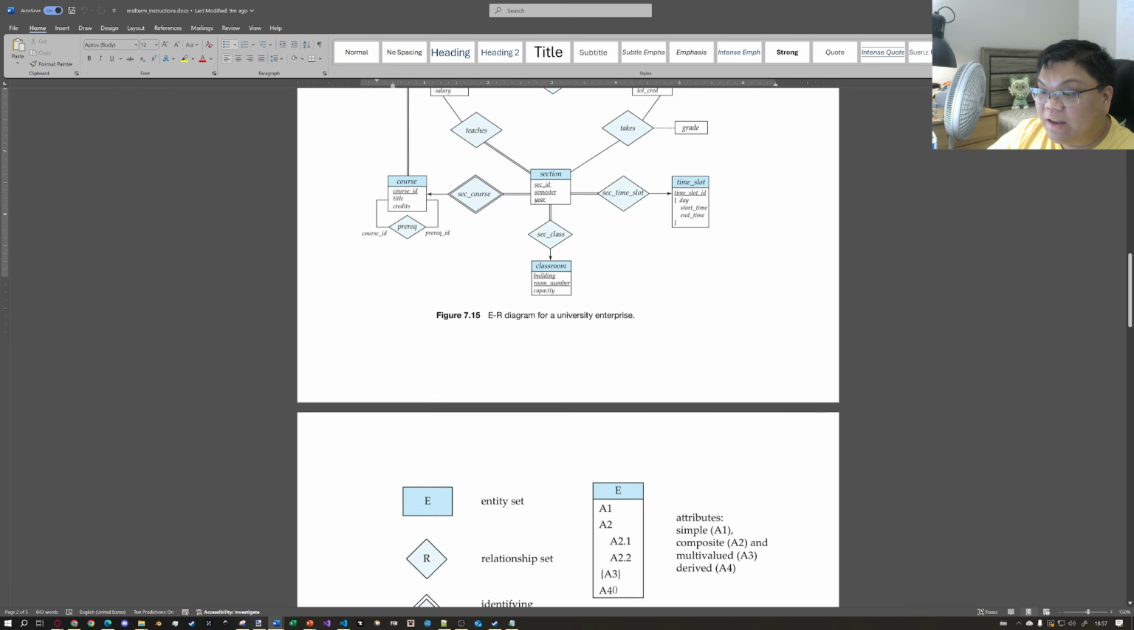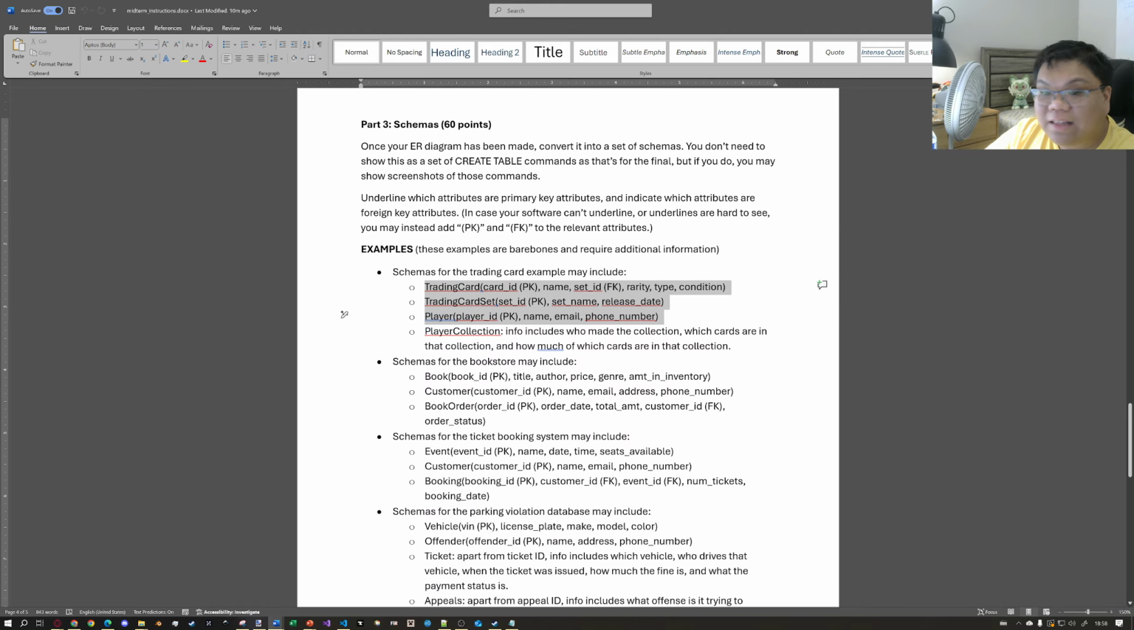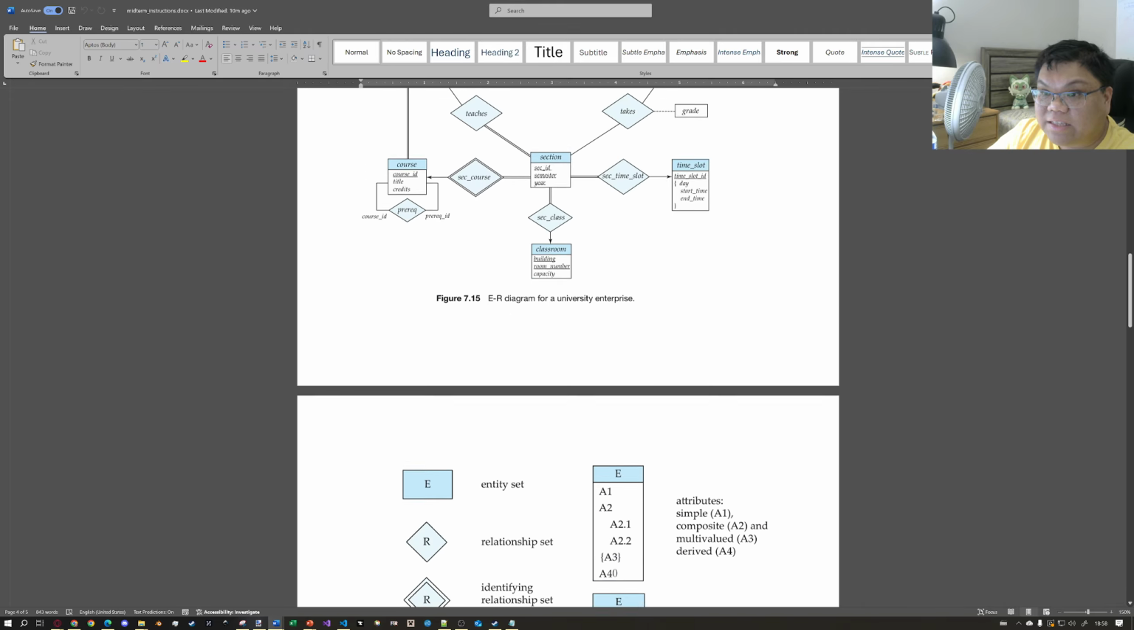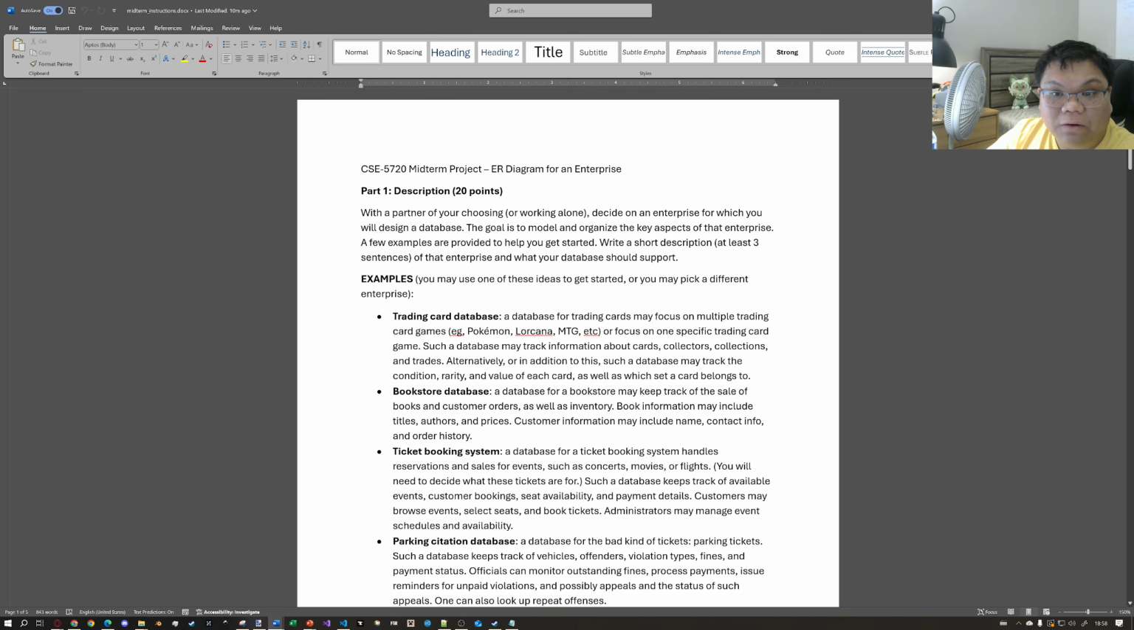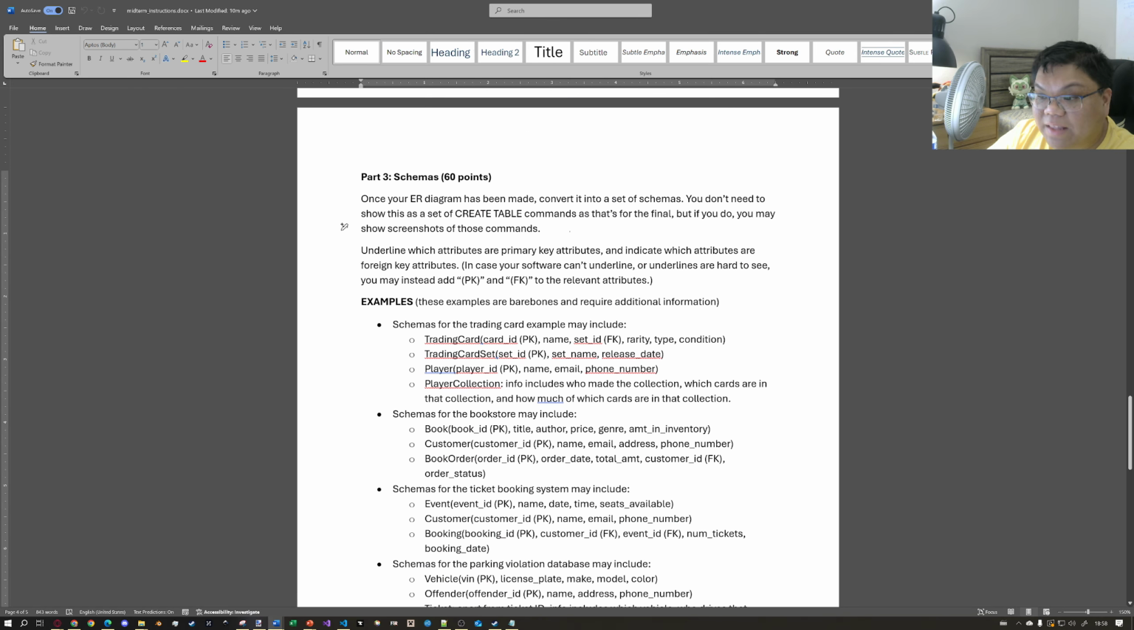So what's not included in these instructions is you do not have to write the commands for creating a table. Not yet, at least. You can, though. You don't need to show your schemas as a set of create table commands. That's for the final. If you do, just screenshot those commands. Otherwise, you can just list out your schemas like that. And that's your midterm. Find an enterprise for which you would like to make a database. Describe that enterprise. Create an ER diagram, and then create a set of schemas from that diagram.